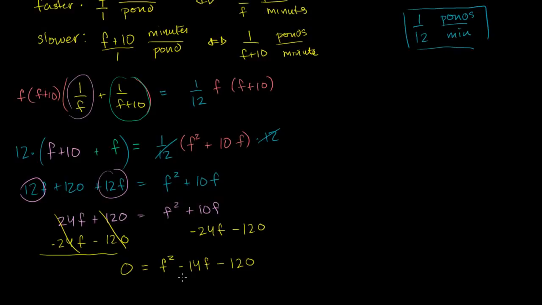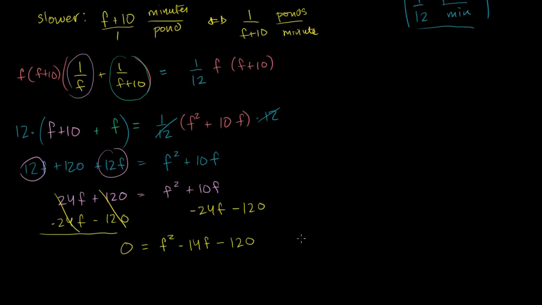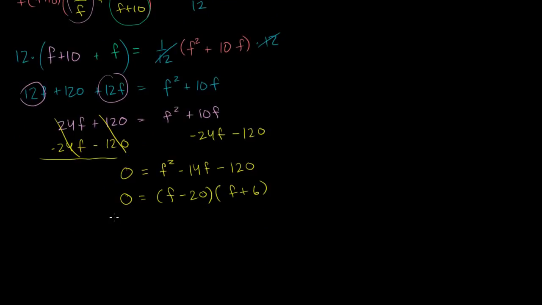minus 120. Now, we could factor this. Let's see, if you do 20 times 6, yeah, that looks like it would work. So negative 20 and 6, when you take their product, give you negative 120, and negative 20 plus 6 is negative 14. So we could factor this right-hand side as 0 is equal to f minus 20 times f plus 6. The only way that that's going to be equal to 0 is if f minus 20 is equal to 0, or f plus 6 is equal to 0.